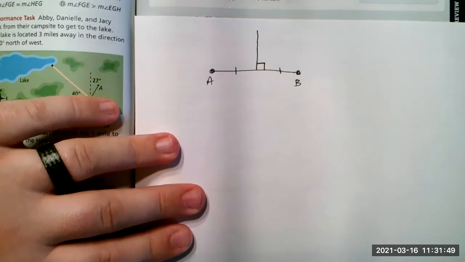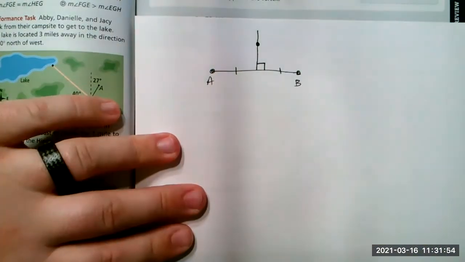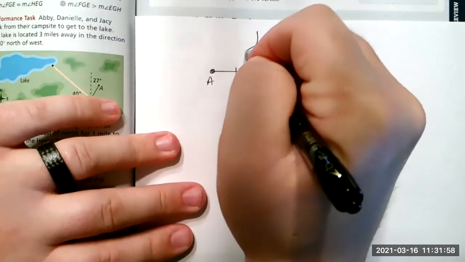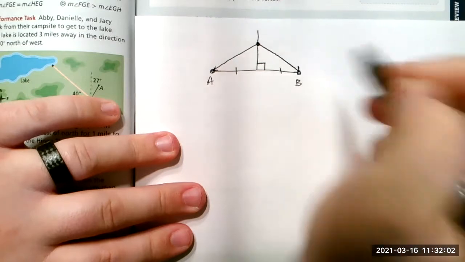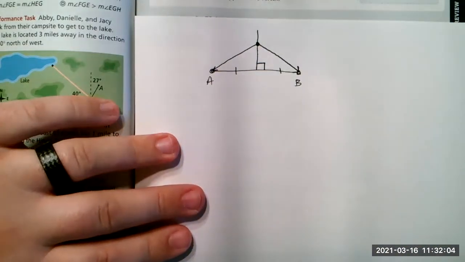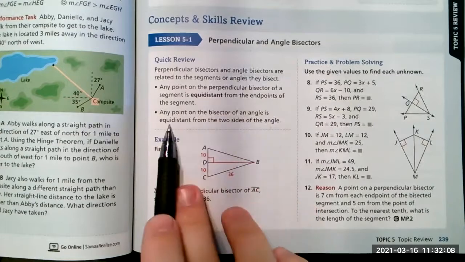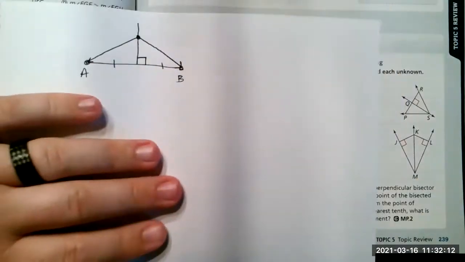So what this was saying is that any point on this perpendicular bisector, doesn't matter where the point is, that point is going to be the same distance from A as it is to B. Any point. Any point on the bisector of an angle is equidistant from the two sides of the angle. So same kind of situation.